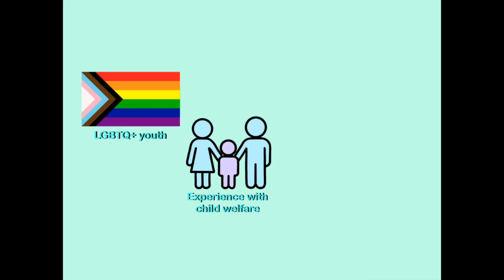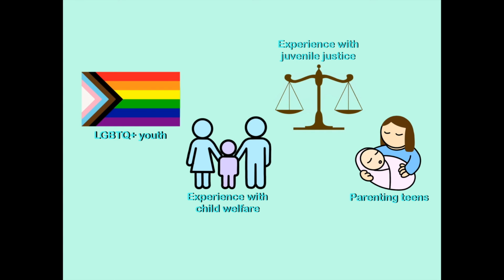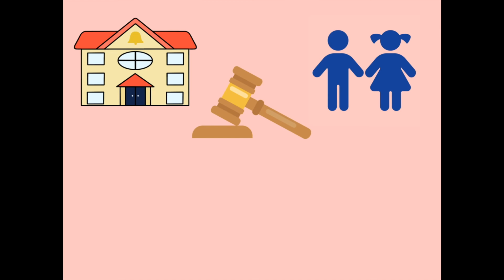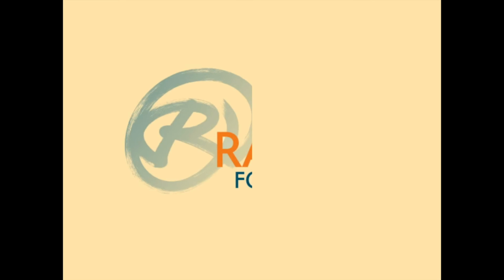As we learned in previous episodes, LGBTQ+ youth, those who have experience with the child welfare and justice systems, and parenting teens are at a much higher risk of falling into homelessness. Therefore, numerous organizations make an effort to address the issue by directly improving institutions such as public schools, the juvenile justice system, and child welfare services, and identify early risk individuals. The first example of such a strategy is one implemented by the Raikes Foundation.